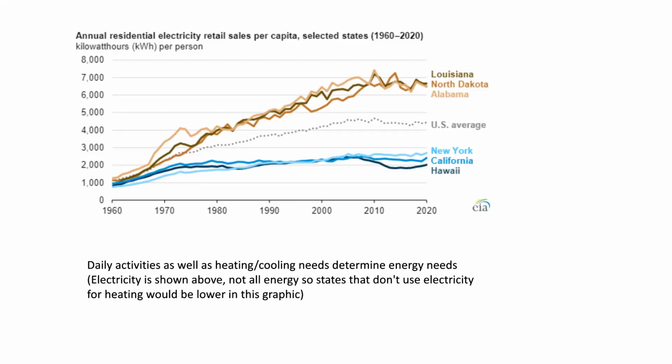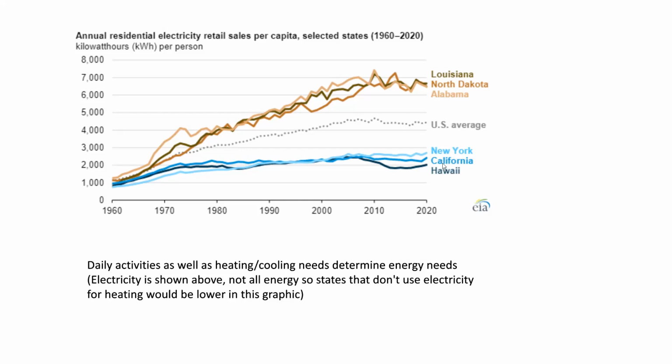And then with the energy usage, we saw on the previous graph that the United States usage increased over time. But we're also going to see differences between different countries. We're also going to see differences within the different states. And this graph itself is a little bit misleading because it's just electricity, so it's not all energy. But you can see in the differences here, we've got some states that are using much more electricity than the average, and other states that are using much less.